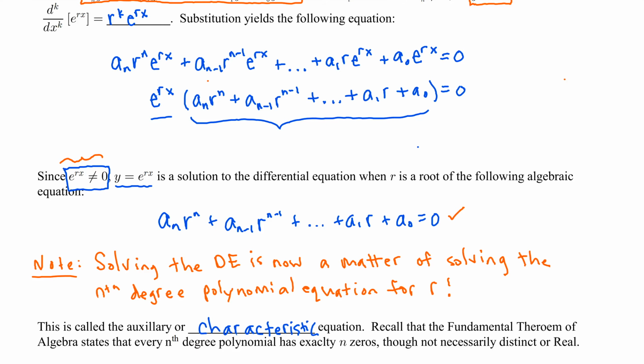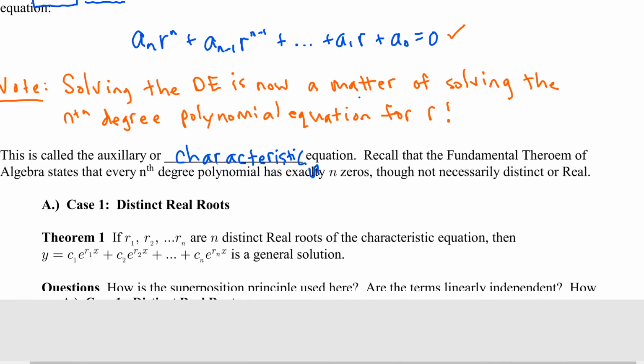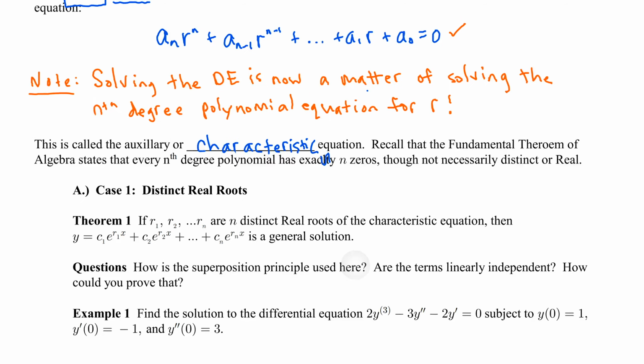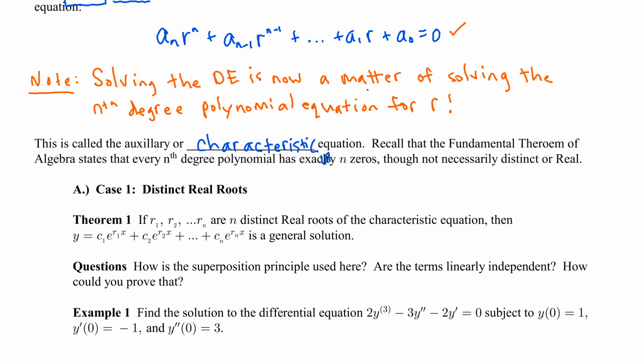Recall that the fundamental theorem of algebra states that every nth degree polynomial has exactly n zeros, though not necessarily distinct or real. So we know that we can get a solution. Got a little typo there to correct. Sorry about that. Okay, so once we solve this polynomial equation for r, we're going to have to consider some possible natures of the roots.